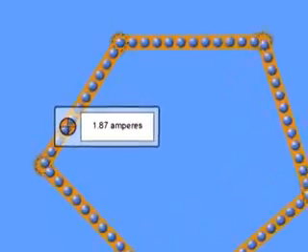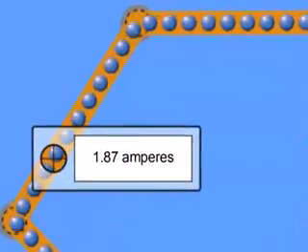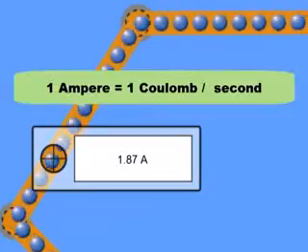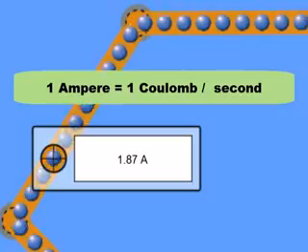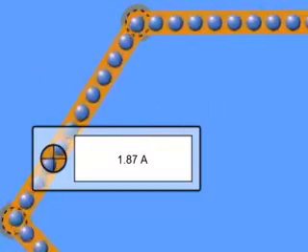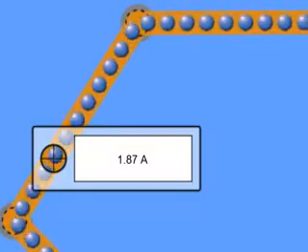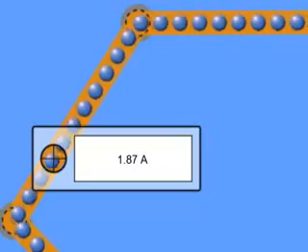Electric current is measured in amperes, abbreviated with the symbol A. An ampere is the flow of 1 coulomb of charge per second. While the current is flowing, negative electrons move through the atomic network of positively charged atomic nuclei.